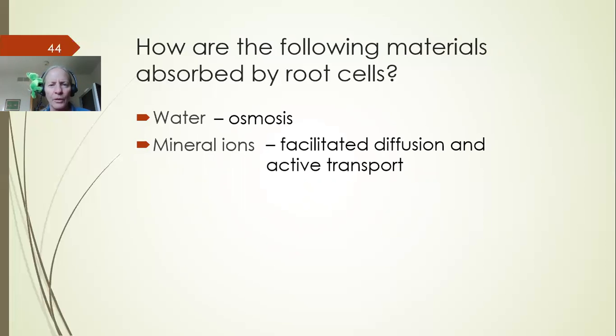So it depends on whether the mineral ions are in higher concentration in the soil than in the root, in which case it would be facilitated diffusion, which would require some kind of a carrier or a channel protein, or active transport if there's a low concentration of minerals in the soil and the root is using energy to absorb those in. And we already saw how the root does pump hydrogen ions, so it uses energy to pump hydrogen ions into the soil, and that acidifies the soil and helps the root to absorb positive ions.